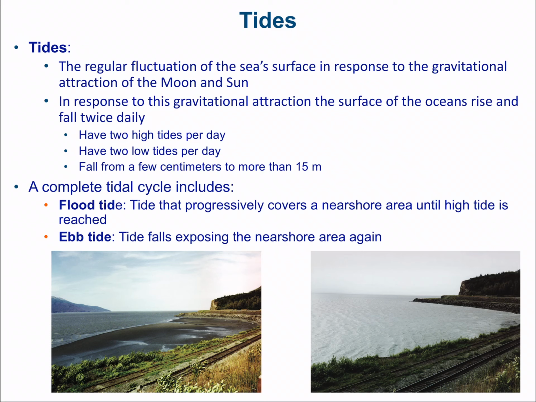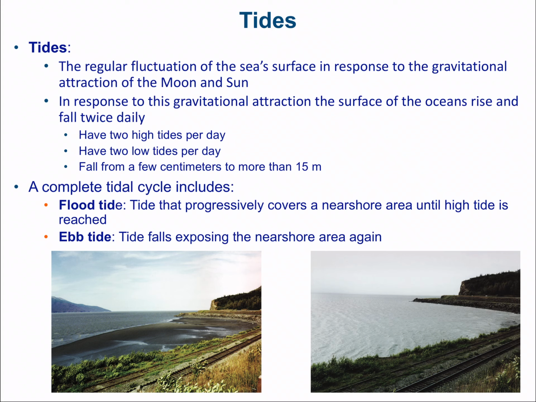Chapter 15, Part 2. We're going to pick up with tides. Tides are simply that regular fluctuation of the sea surface in response to the gravitational attraction of the moon and sun. In response to that gravitational attraction, the surface of the ocean is going to rise and fall twice a day. So we have 2 high tides and we have 2 low tides. That range can be anywhere from a few centimeters to more than 15 meters.